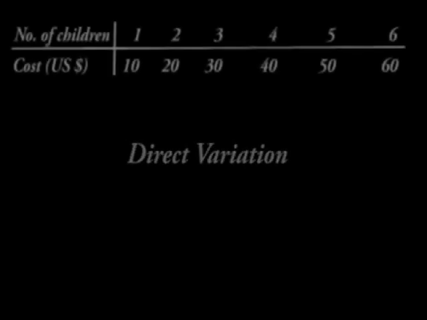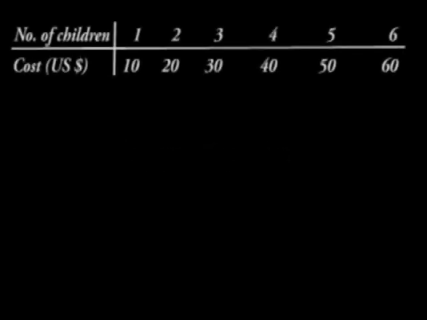Direct variation. Consider the table below. It shows the cost of raising a given number of children. From the table, the ratio of children to cost is constant. That is, 1 to 10 equals 2 to 20 equals 3 to 30. As the number of children increases, the cost increases as well. We say that cost varies directly as the number of children.